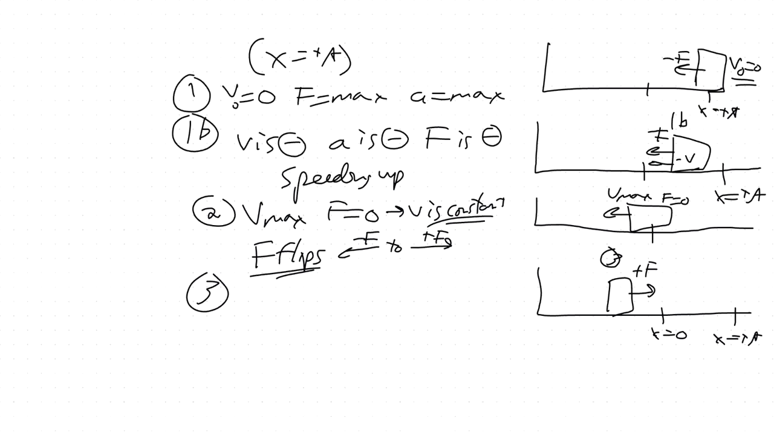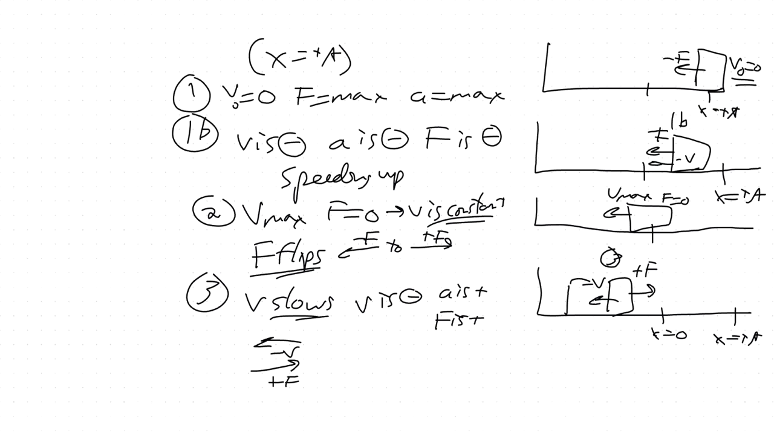Since it flips, afterwards the velocity is to the left, but the force is to the right. So v slows, right? v is negative, which just means left. a is positive, F is positive. So it slows down. We have a negative velocity and a positive force. Great. Point 4 would be over here at x equals negative A, where it slows down to a stop.